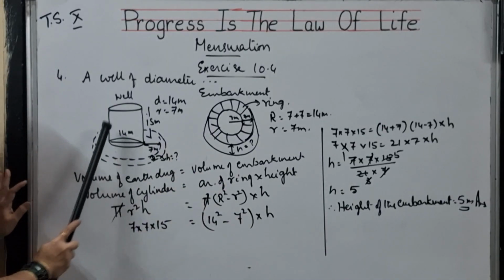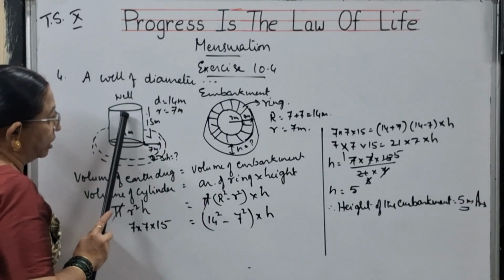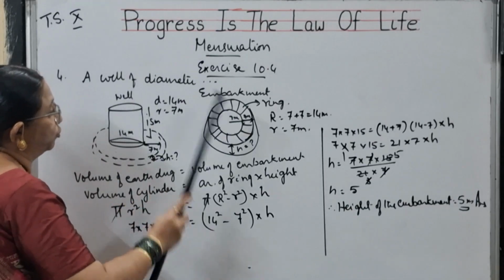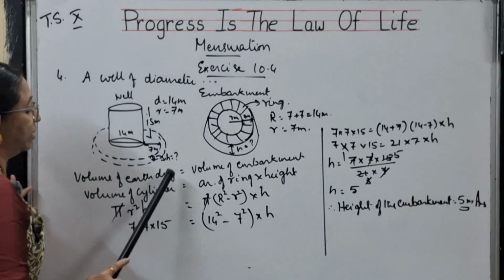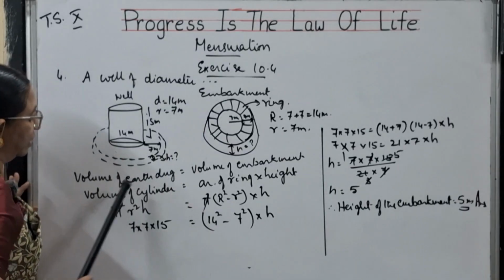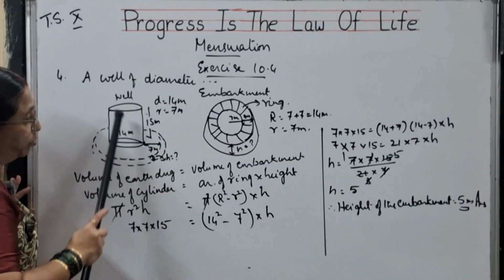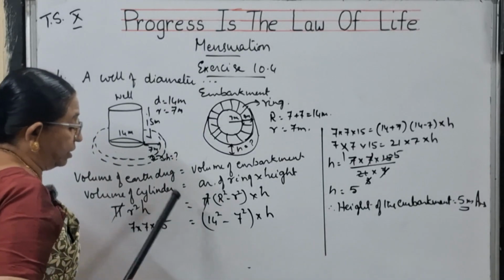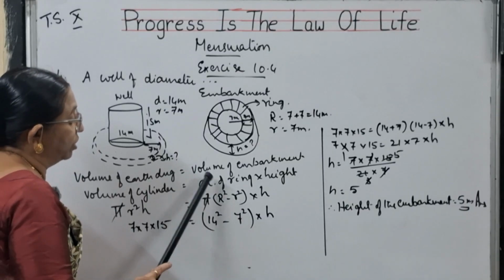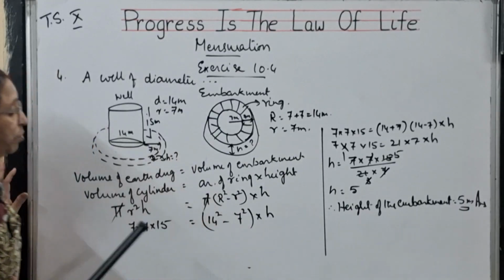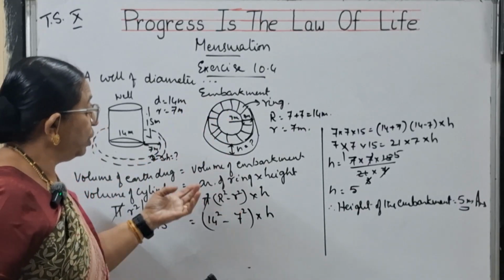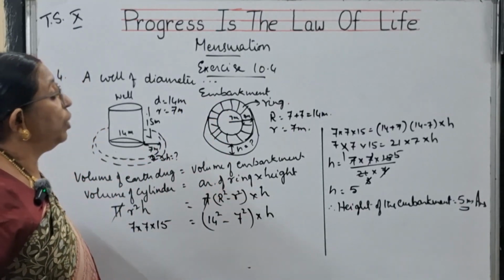So this means whatever volume they have taken out, all that volume of the earth is used to make it. So volume of the earth dug is equal to volume of the embankment. Volume of the earth dug is nothing but the volume of the cylinder, because they dug the well in the form of a cylinder. So this is equal to the volume of the embankment, which has the shape of a ring and a height. So area of the ring into height.